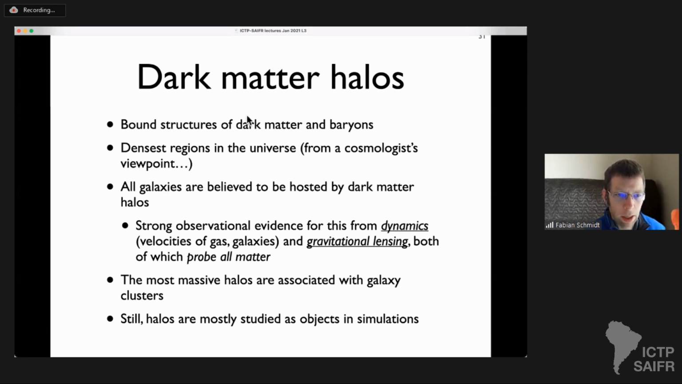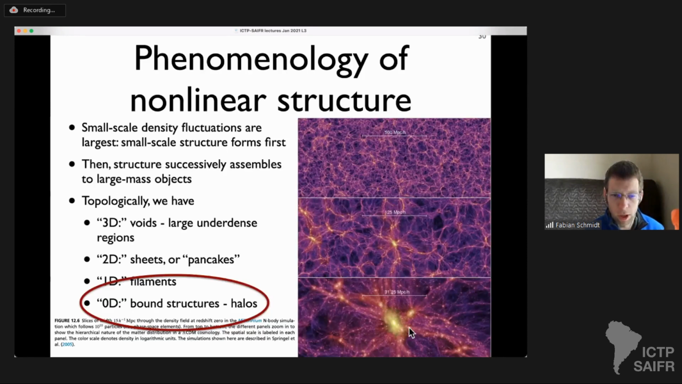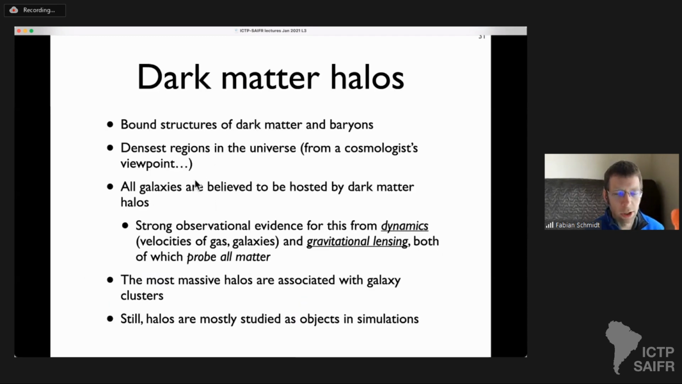So then basically there are well-defined or bound objects inside this huge volume, right? And they're also the densest regions, okay? So matter never gets any more dense from a cosmologist's point of view than in halos. And the relevance really is that we believe all galaxies to be hosted by a dark matter halo of some mass, okay? And for this, we actually have evidence.